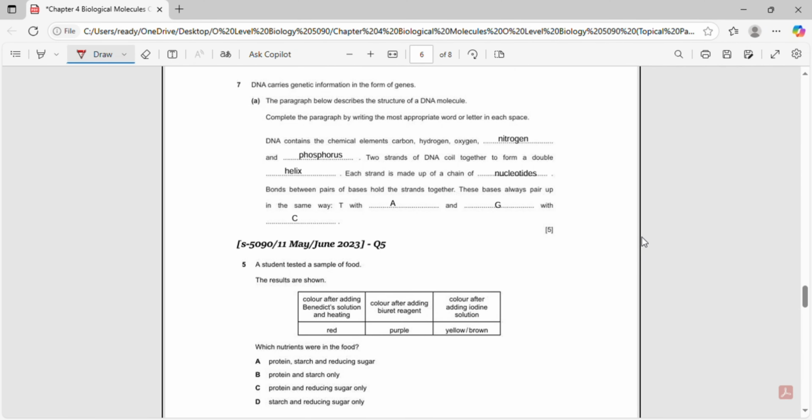The next question states, a student tested a food sample, and the results are shown. The table includes the following tests: the color change after adding Benedict's solution and heating, the color change after adding Biuret reagent, and the color change after adding iodine solution. Based on the test results, the food contains a reducing sugar and protein, but no starch. Therefore, the correct answer is C, protein and reducing sugar only, as it accurately reflects the observations.